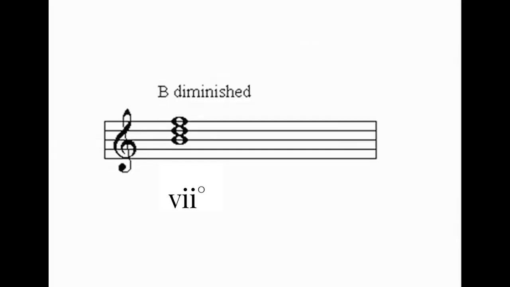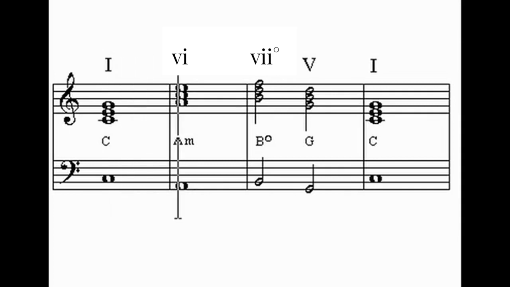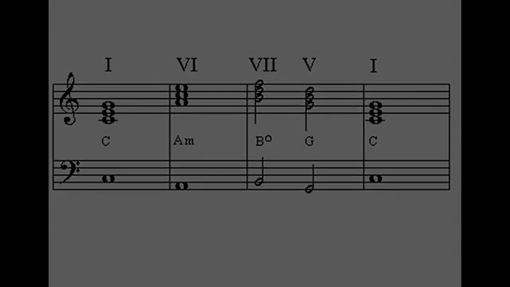Chord 7, it's the odd one out because it's neither major nor minor and tends to get used as a passing chord. String some chords together and let's see if we get a sense of geography.